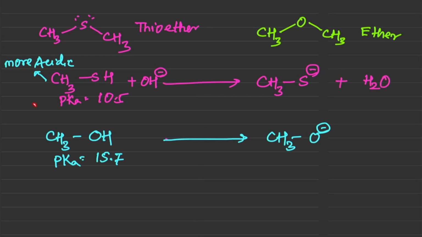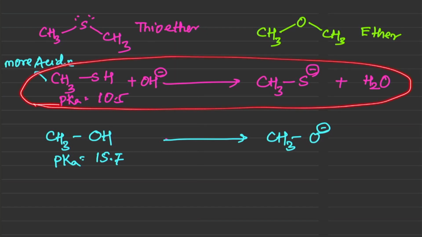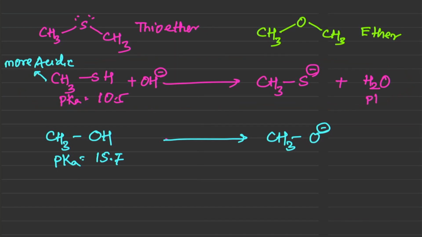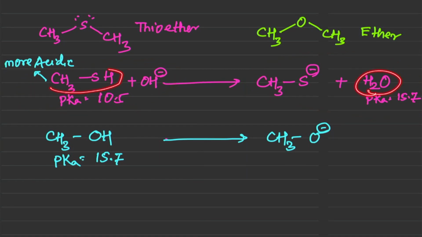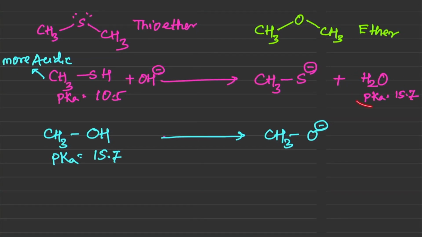In this equilibrium reaction, what is the pKa of water? The pKa of water is 15.7. We know that if two acids are in equilibrium, there is an acid here and an acid here, the equilibrium is always going to be biased towards the weaker acid. So water is our weaker acid, and the equilibrium is always going to push towards the weaker acid. You can see the arrow is more towards the weaker acid.